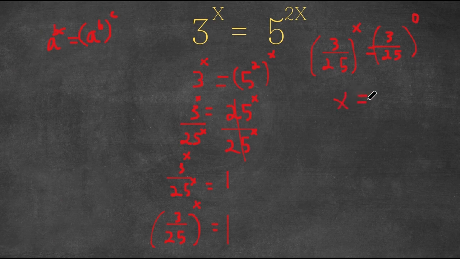And this is actually our answer, because we can't simplify this anymore. X is equal to 0. Now, why don't we plug this in and check? We have 3 to the power of 0 equals 5 to the power of 2 times 0. 3 to the power of 0 is 1, and this equals 5 to the power of 2 times 0, or sorry, 2 times 0 is 0, and 5 to the power of 0 is 1. So this is 1 equals 1, so this is right, meaning our answer is x equals 0.